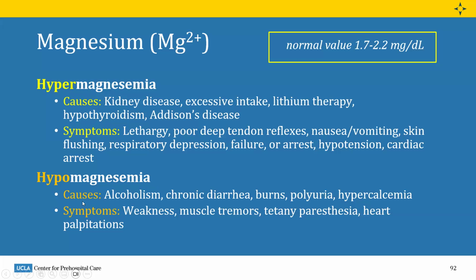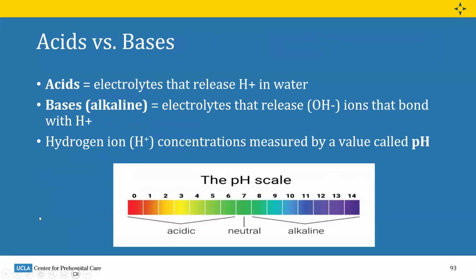and then low levels of magnesium can be caused by alcoholism, diarrhea, burns, polyuria, hypercalcemia, and it can cause weakness, tremors, tetany, paresthesia, heart palpitations. So if we just notice that a lot of these electrolyte imbalances are really important, they can have some severe symptoms, right?